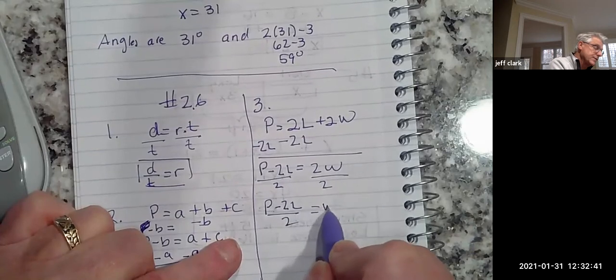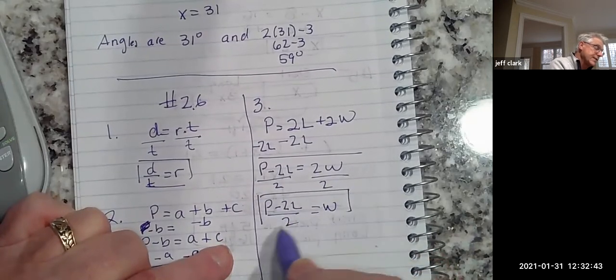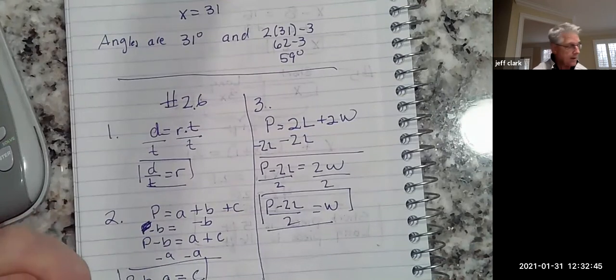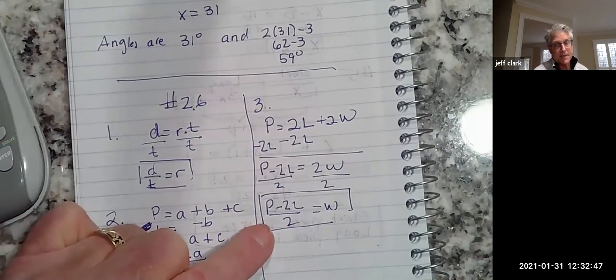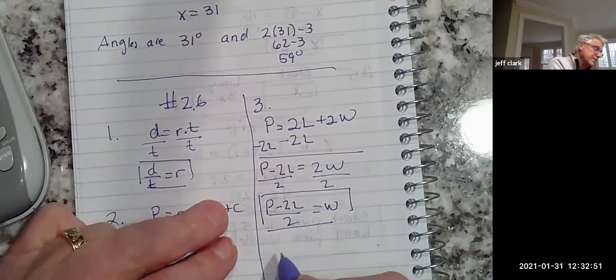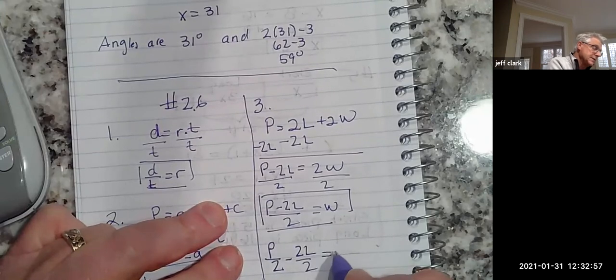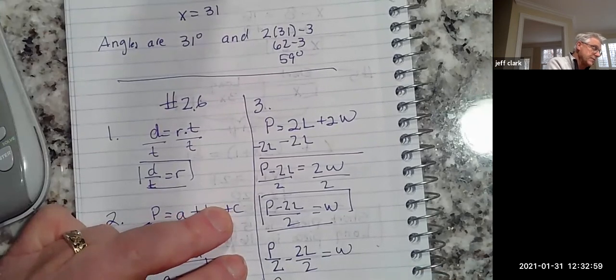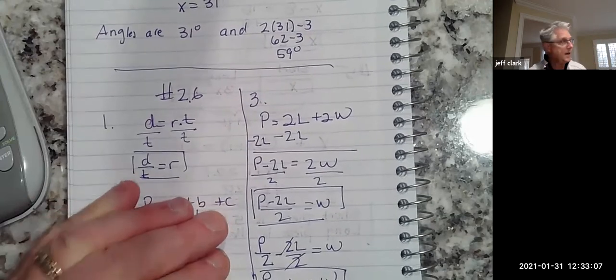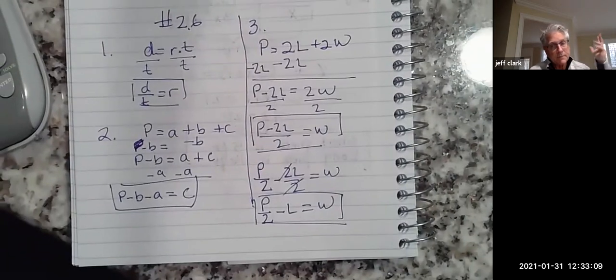Now that's one version of the answer, which is very acceptable. The back of the book might even have that. The other version could be to split this up into 2 fractions. So this works. The other version could be P over 2 subtract 2L over 2 is equal to W, or P over 2 subtract L is equal to W after you reduce like that. So that's another version. Either one for me, it doesn't matter which one you pick. It works for me.